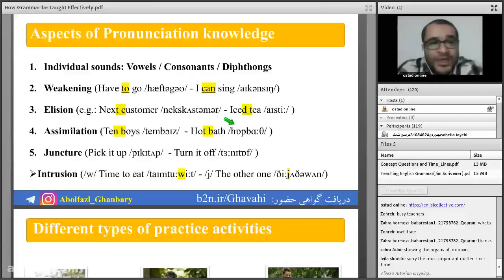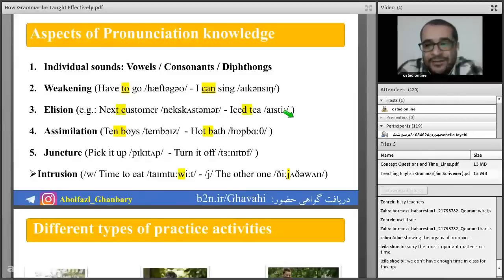Like number 2, weakening. Instead of saying have to go, we should say have to go. I can sing, you should say I can sing. Weakening means making shorter and using schwa instead of the full vowel sound.